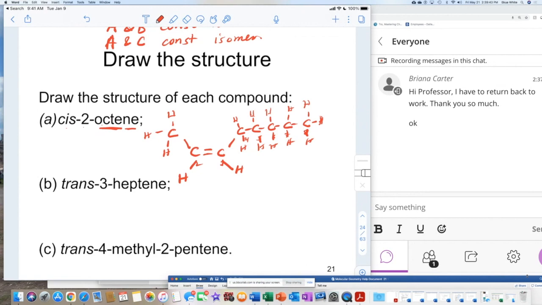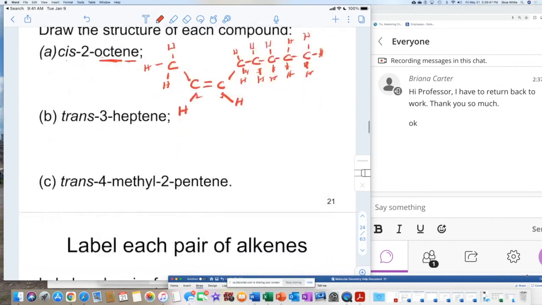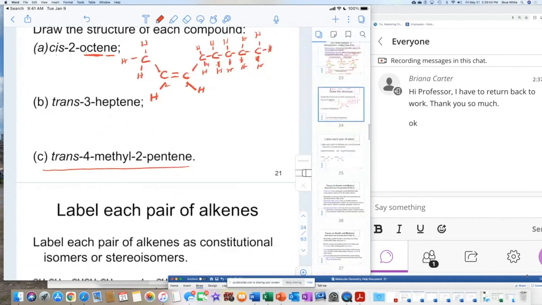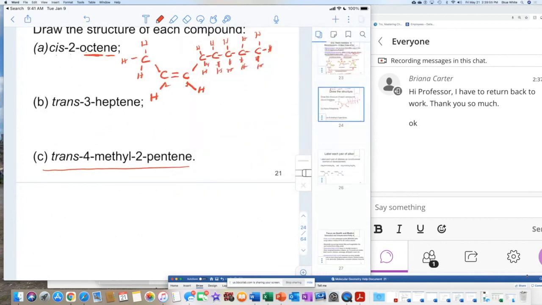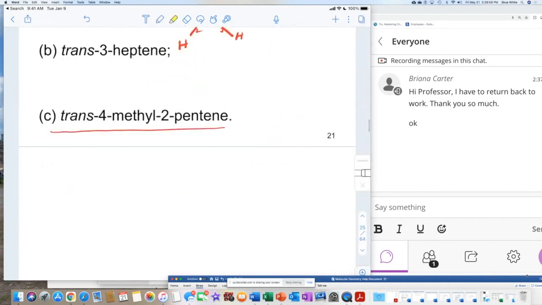It's cis, why? Because I managed to get my large groups on the same side. Okay? I'm going to work on this one here. Trans-4-methylpentene. I need more space because I feel like I'm running out of space. So right here, pentene, 5 carbons. 1, 2, 3, 4, 5. Carbon 2 has the ene part. 1, 2. This has a double bond.